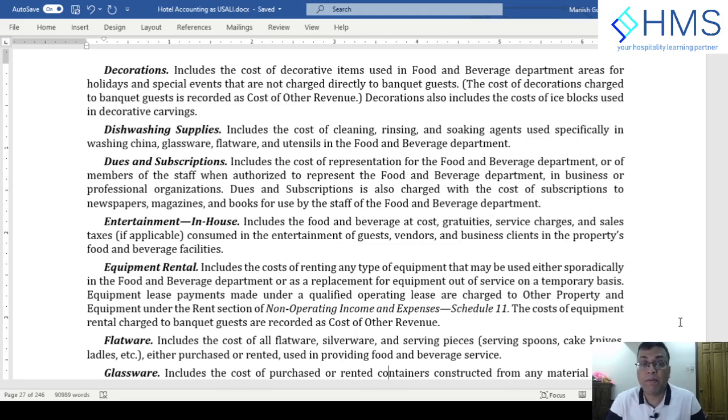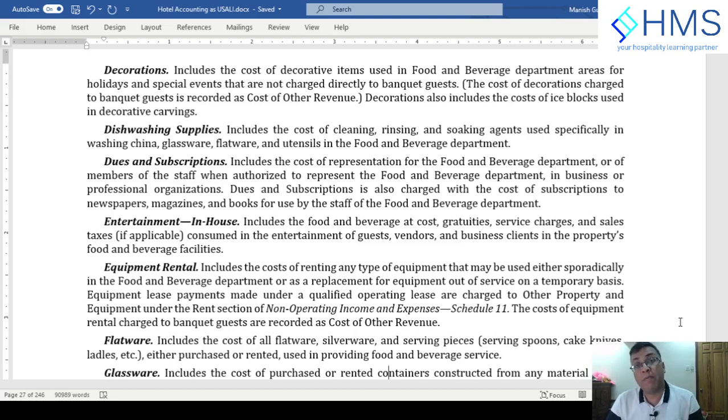The cost of the function is going to be charged to banquet expenses or to the cost of other revenue if the guest has been charged for those things. So it may include flowers, ice blocks used in decoration carving, fruit carvings as a decorative item in the buffet, or you may be buying decorative properties for the buffet. You may be buying chandeliers, like fake chandeliers, or anything related to the decoration of the F&B space, not to the function directly.